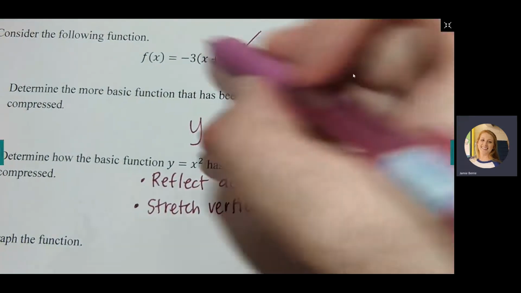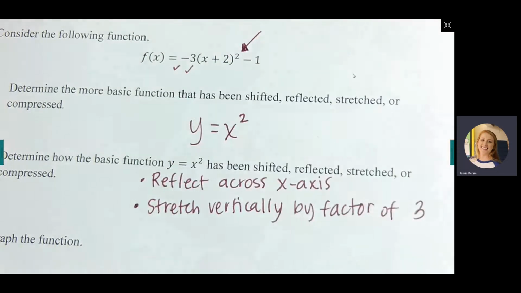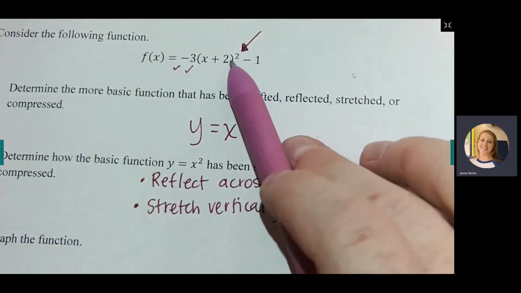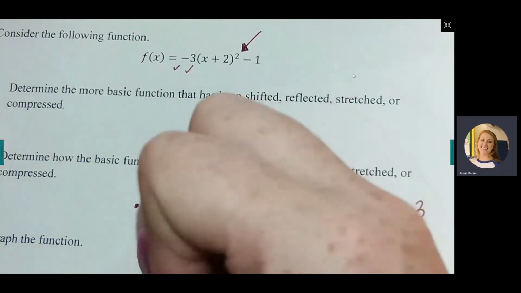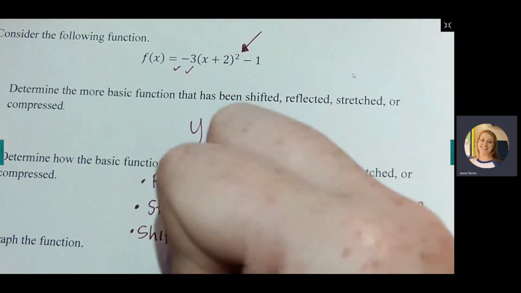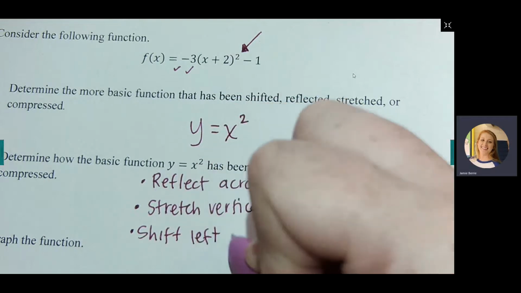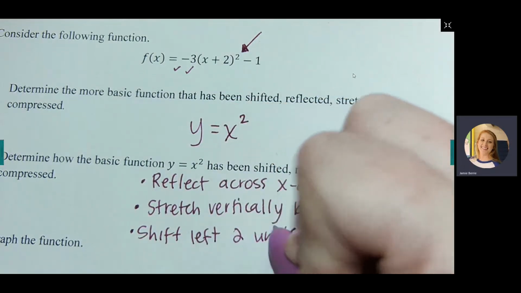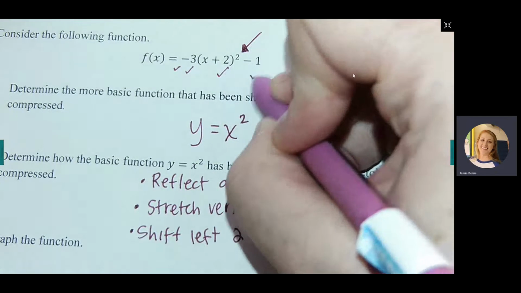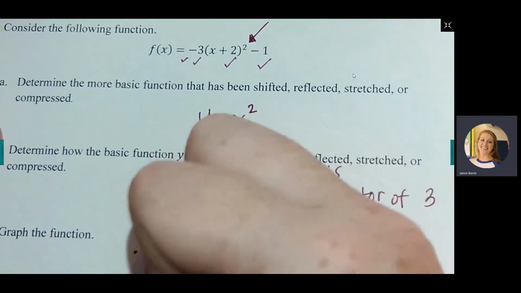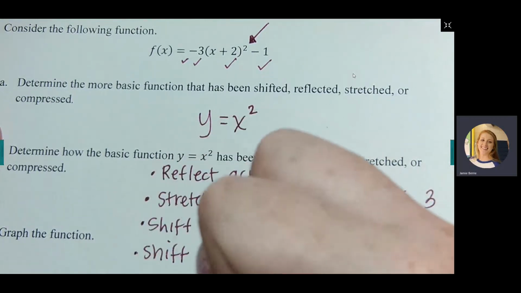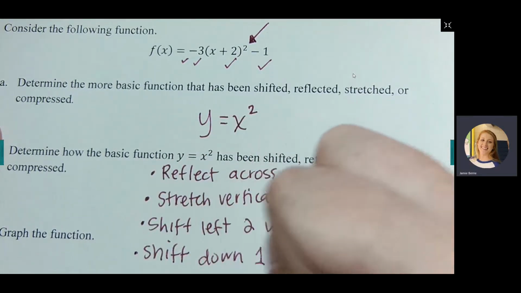All right, so we've taken care of the negative and the 3. Now moving to the inside of the function, we got a plus 2. How is that going to shift it? Good, shift left. Shift left 2 units. And then minus 1 on the outside. Good, down 1. So shift down 1 unit.